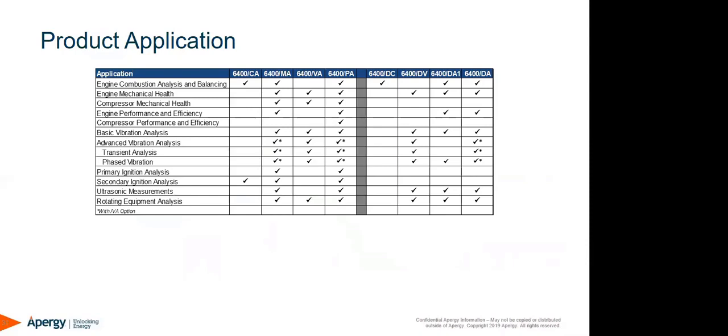So this slide kind of goes through some of the different product applications. You can see across the top different models of the 6400 we offer, from a combustion analyzer, maintenance, vibration, performance, and then the various diesel. I'll just kind of leave this slide up here for a second and let you guys view it. It just compares and contrasts the different analyzers.